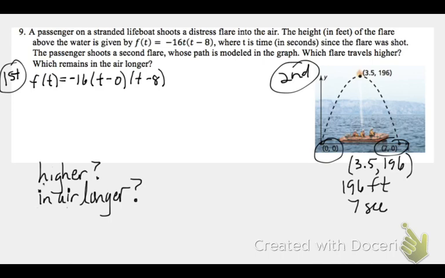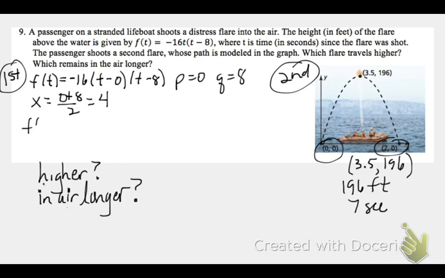Now the first flare, we're going to have to do a little bit of work, but we'll just need to find the vertex. So we're going to pick out p and q. p is 0, q is 8, and then we'll find the x value of the vertex in order to get to the y value. So we're going to add those values, divide by 2. So that flare halfway through its path is 4 seconds in the air.